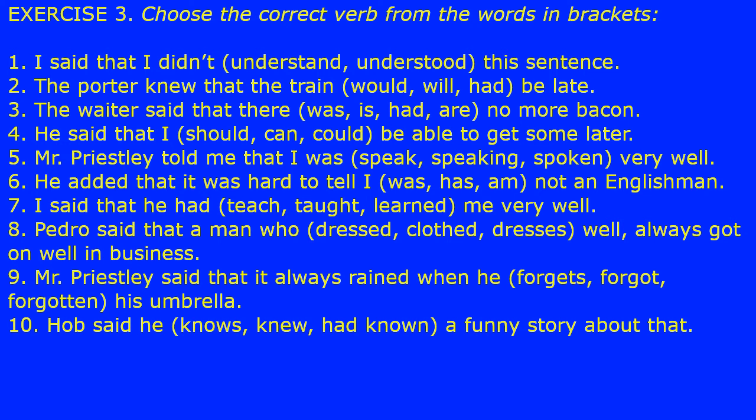Exercise 3. Choose the correct verb from the words in brackets. 1. I said that I didn't understood this sentence. 2. The porter knew that the train will, had, be late. 3. The waiter said that there was, is, had, are, no more bacon. 4. He said that I should, can, could, be able to get some later.